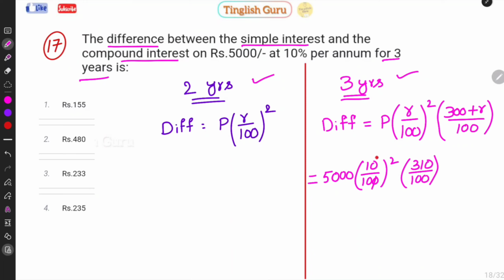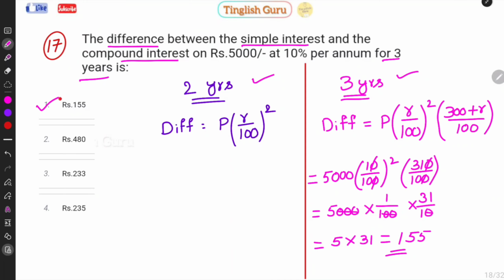Okay, now cancel here. We will get 5000 into 1 by 100 into 31 divided by 10. So cancel 3 zeros in the denominator and numerator. We will get 5 into 31. 5 into 31 is nothing but 155. So our answer will be option 1. Next.